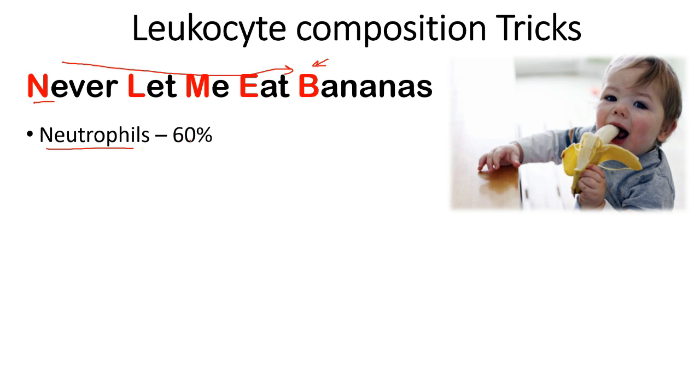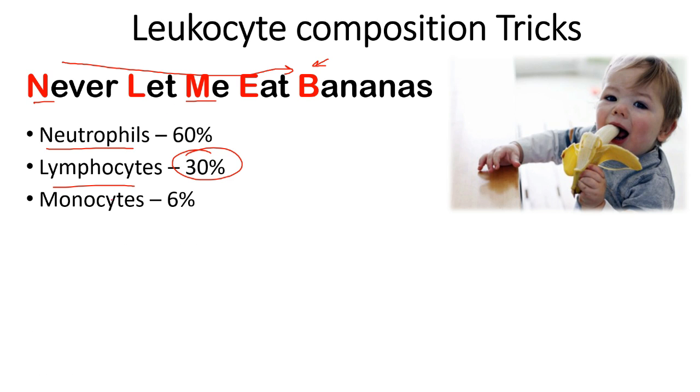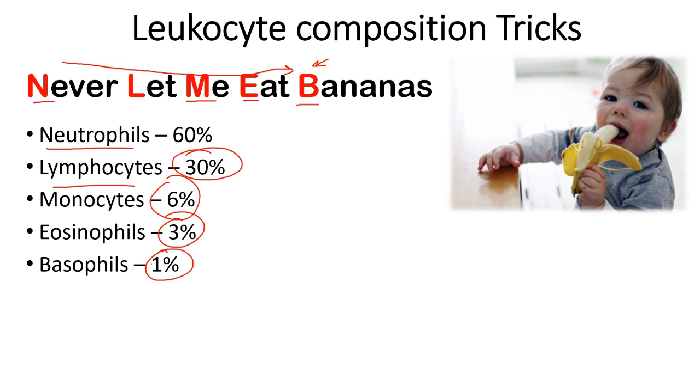So neutrophils 60%, very high content here. The second thing, L, lymphocytes 30%. Then the third one starts with M, monocytes 6% only. Then E, eosinophils 3% only, and then B, basophils 1%. So in our blood, if we talk about white blood cells, the neutrophils are of the maximum content, 60%, then basophils are of the least, that is only 1%.